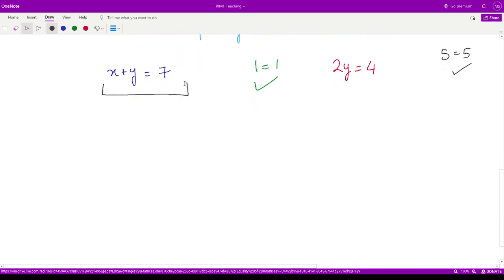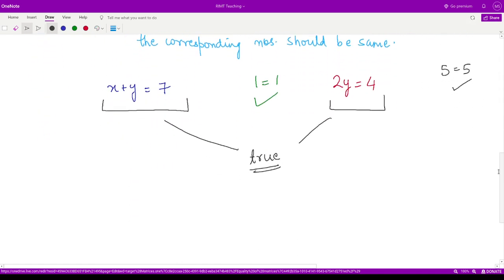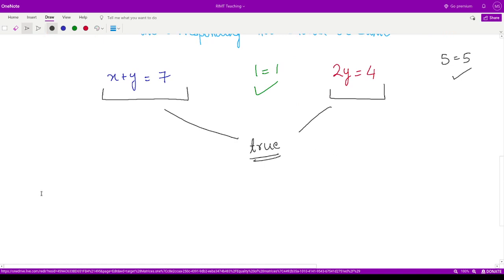One is x plus y is equal to 7 and one is 2y is equal to 4. Both of these expressions are true. Why? Because we are given that these two matrices are equal. So if you are asked to calculate the value of x and the value of y, you will calculate y from this equation.